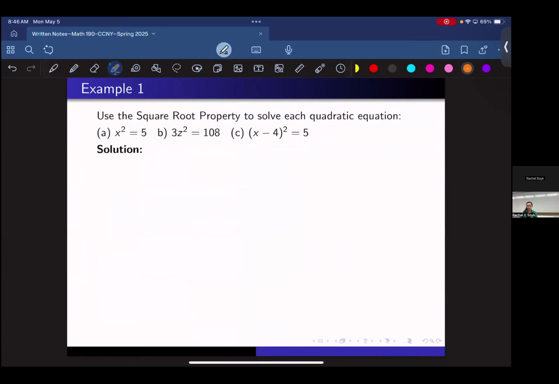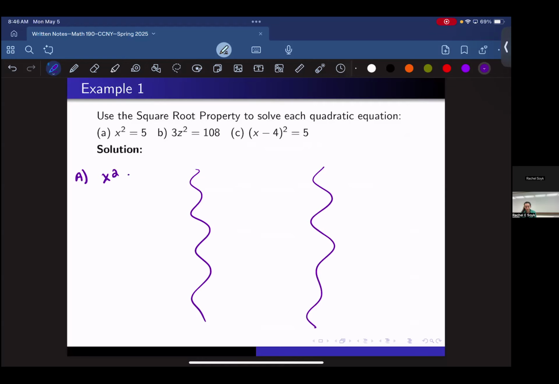So let's jump into this first example. We have example 3. Our part A, we're asking to utilize the square root property for x squared equals 5. So what do we do? x squared is already isolated, so we just jump into taking the square root of both sides, which means our two solutions are plus or minus square root of 5, and we're done.